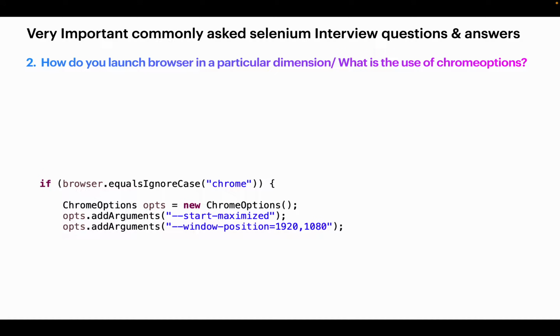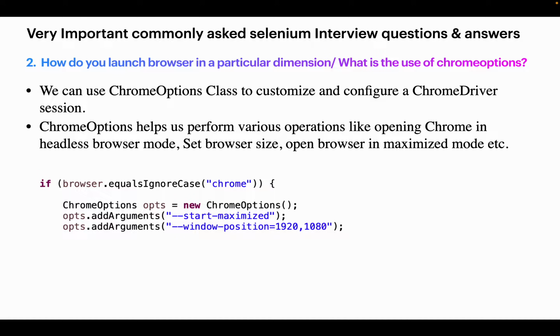How do you launch a browser in a particular dimension and what is the use of ChromeOptions? We can launch our automated web browser in a particular dimension. For launching the browser in a maximized way, we can use driver.manage().window().maximize(). But if we need to open a browser in a particular dimension, we have to use the ChromeOptions class. ChromeOptions provides various operations like opening Chrome in headless browser mode. We can set the browser size and we can open the browser in maximize mode as well using ChromeOptions.